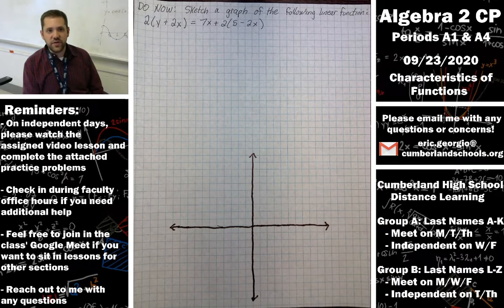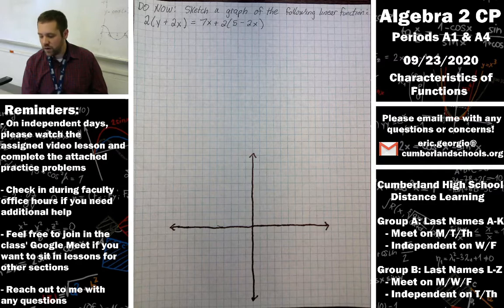Today what I'd like to show you is, in addition to this do now on graphing linear functions, how you can identify characteristics of functions just by looking at a graph, be it a graph of a linear function or any old type of function. The domain and range, things that we've already learned, are characteristics of functions. So there's two that you already know how to do, but we are going to take a look at a couple more of them today.